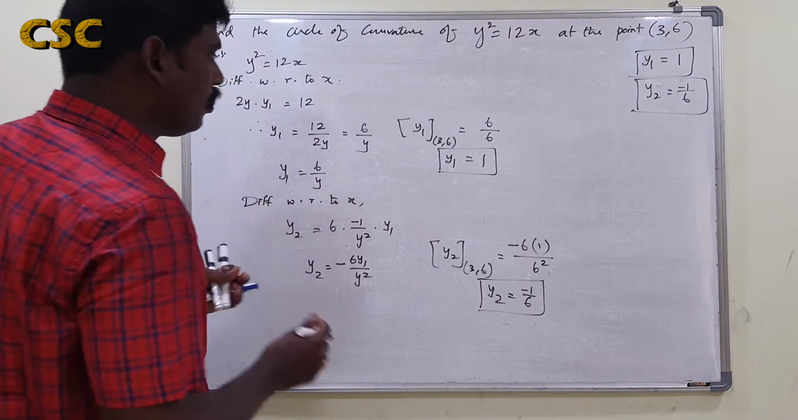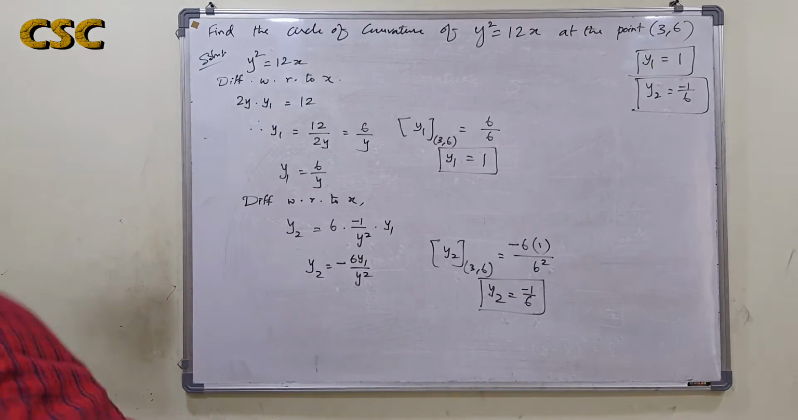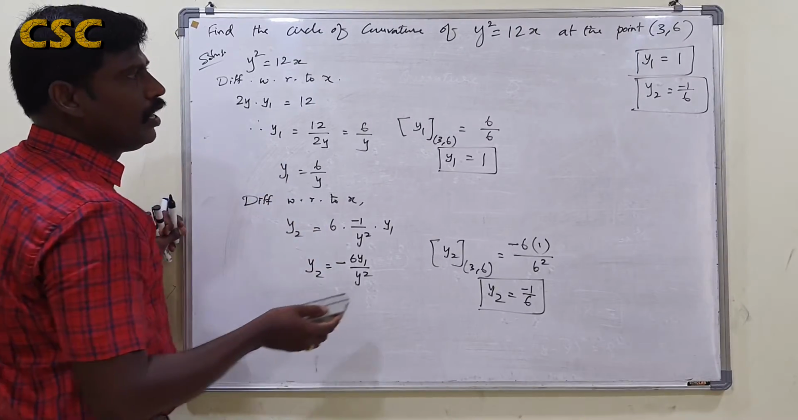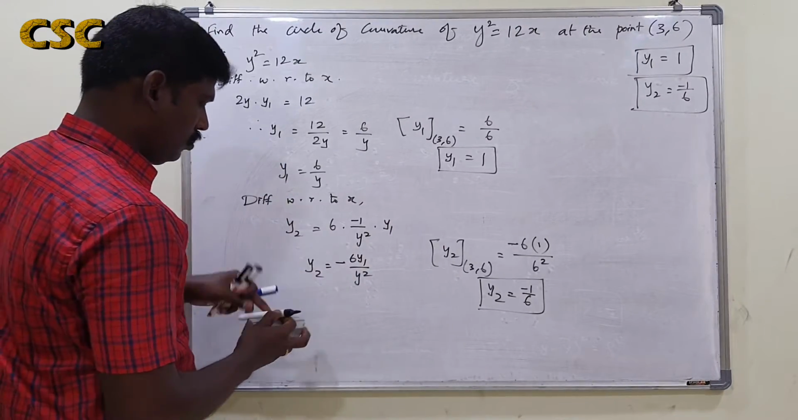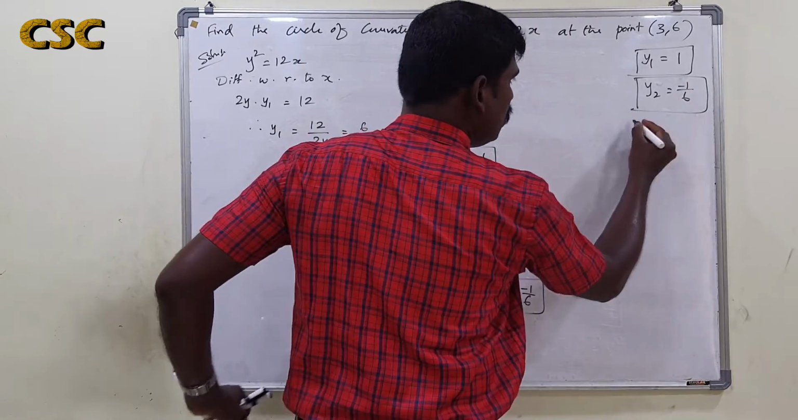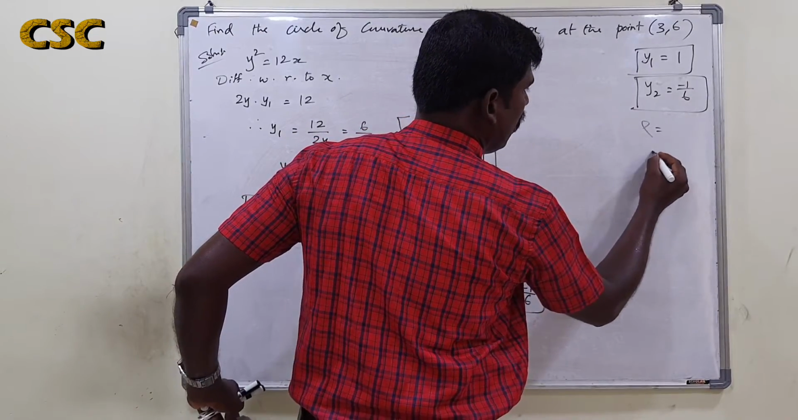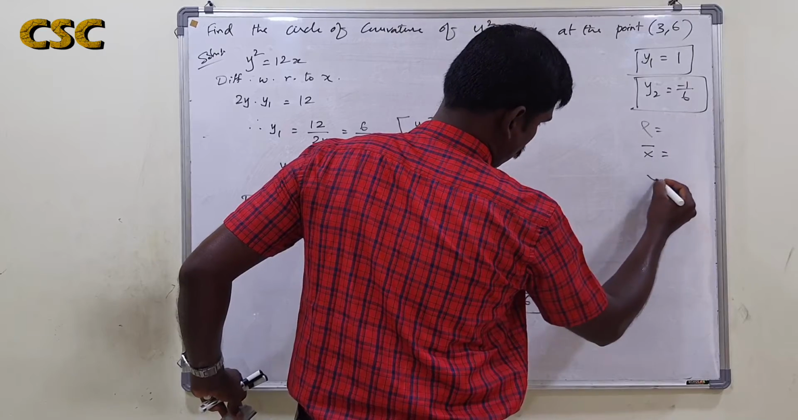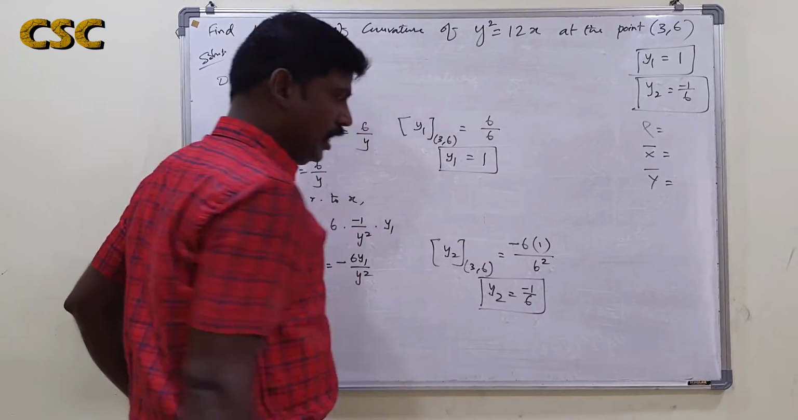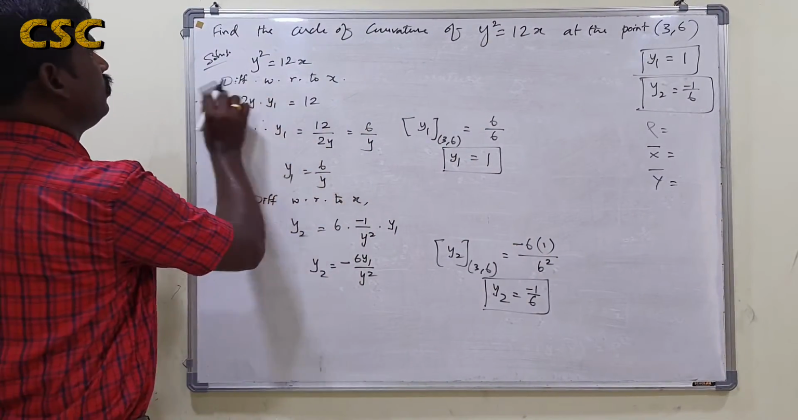Right? Using these two values, I can find out the value of rho, and then x bar, and then y bar, and then finally the equation of the circle. Okay? Right.